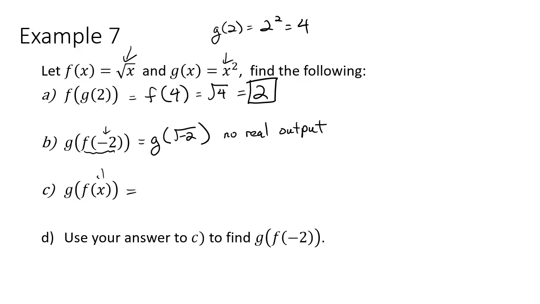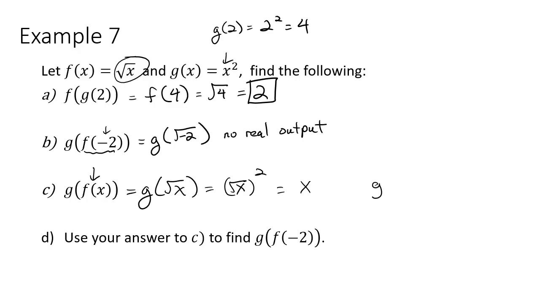For part C, we're keeping it more abstract again. We're finding the function g of f of x. So this time, I'm just going to replace f of x with what it's equal to, square root of x. And now I'm going to plug that whole function into g. And since g is x squared, I'm going to replace that x with square root of x. But square root of x squared is equal to x.